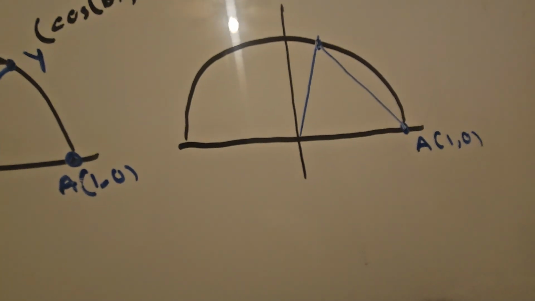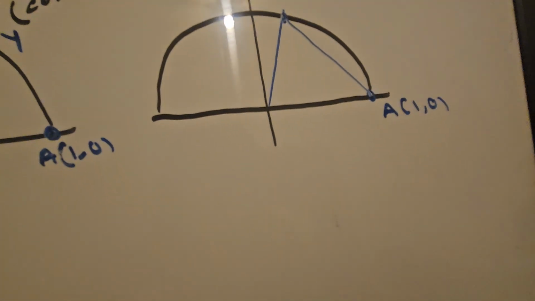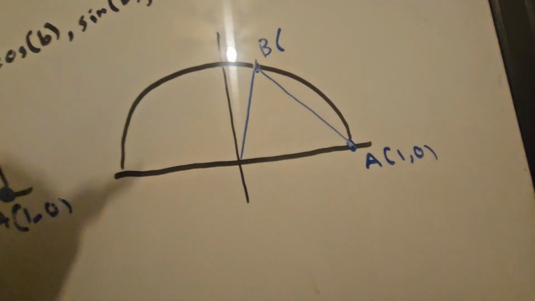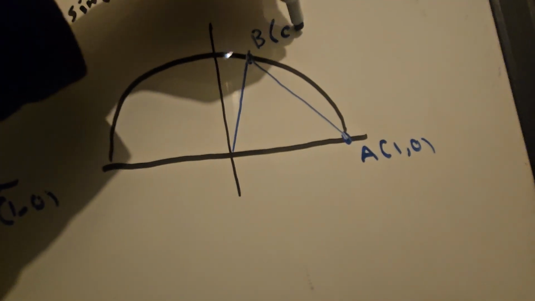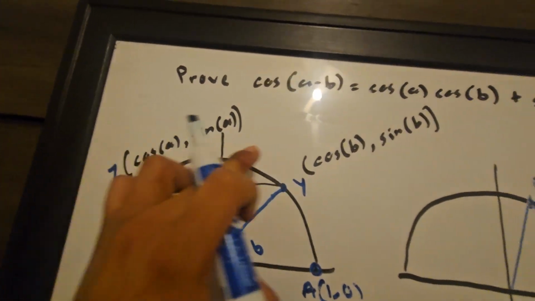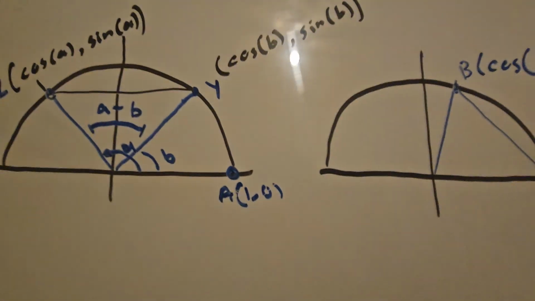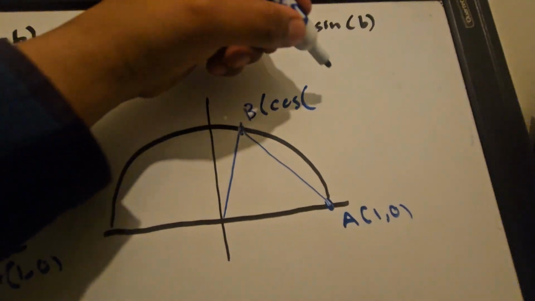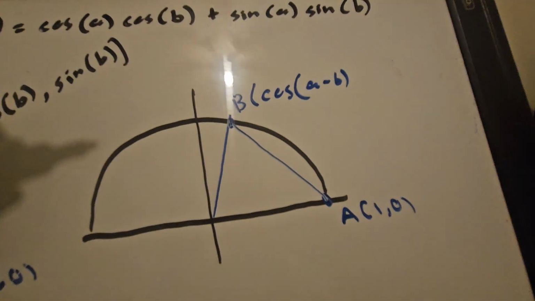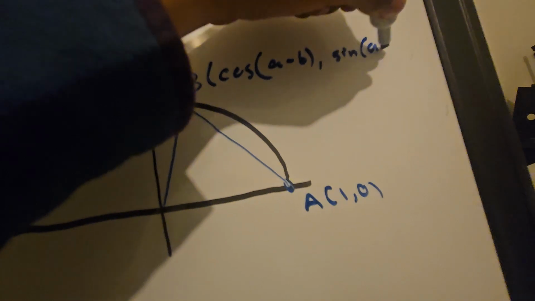So now we have a new point. This is point A, so let's call that point B. And this will be cosine, what do you think it's going to be? A minus B, because we basically subtracted the B. So cosine A minus B, and then your y coordinate is going to be sine of A minus B.